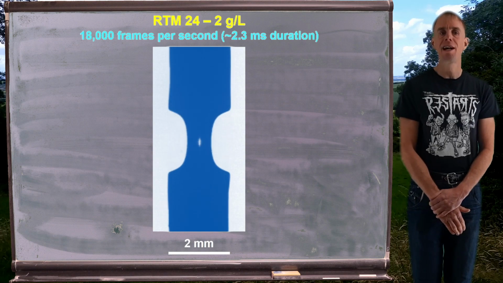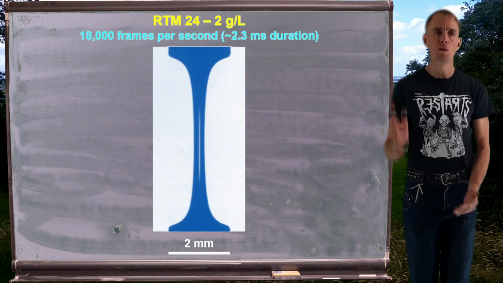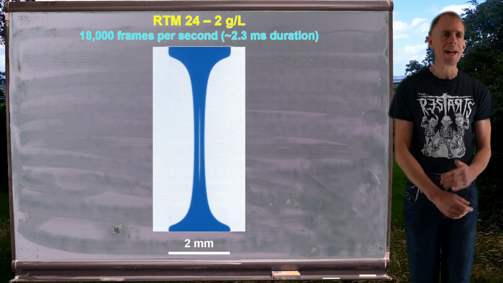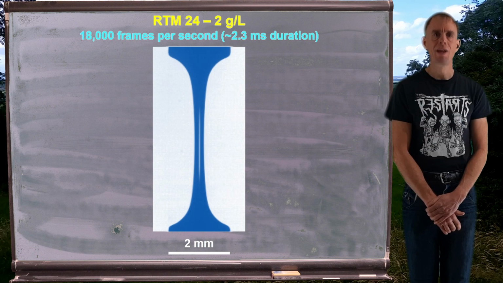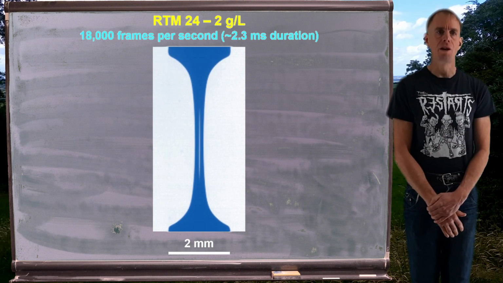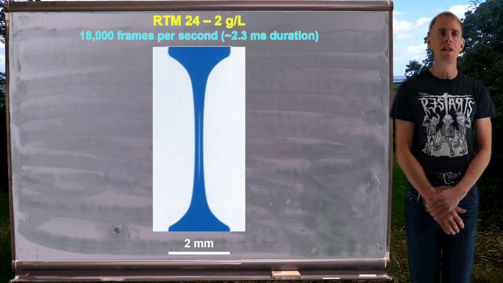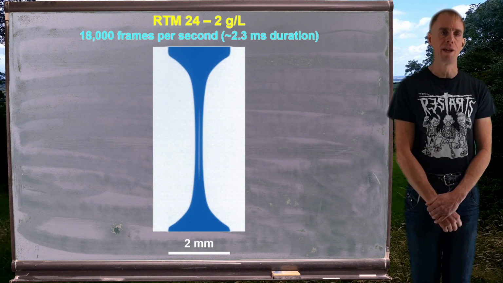So let's have a look at another dilute polymer solution. This is a polymer called RTM24. Again, the video is taken at 18,000 frames a second, and this takes a long time to thin. So the entire process of thinning in this case takes about 2.5 milliseconds or thereabouts.